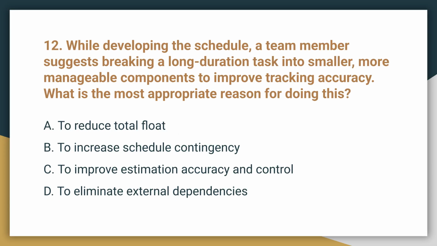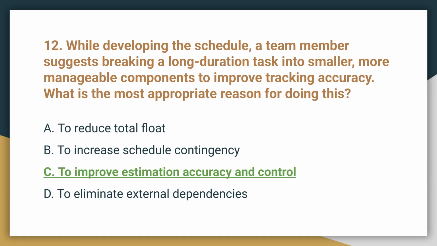Question 12. A team member suggests breaking a long-duration task into smaller components to improve tracking accuracy. What is the most appropriate reason for doing this? The correct answer is C, to improve estimation accuracy and control. Smaller activities allow for more precise estimates and better monitoring.